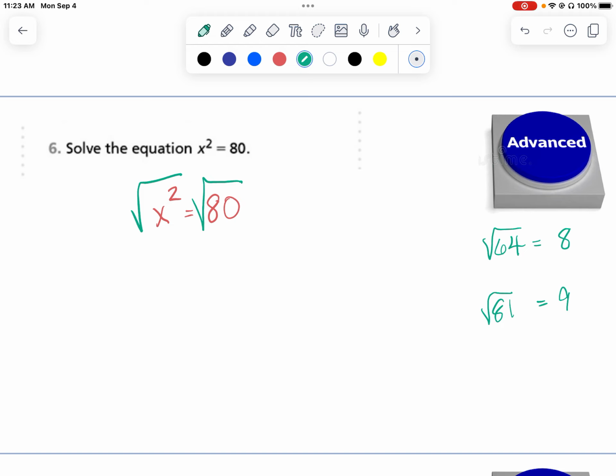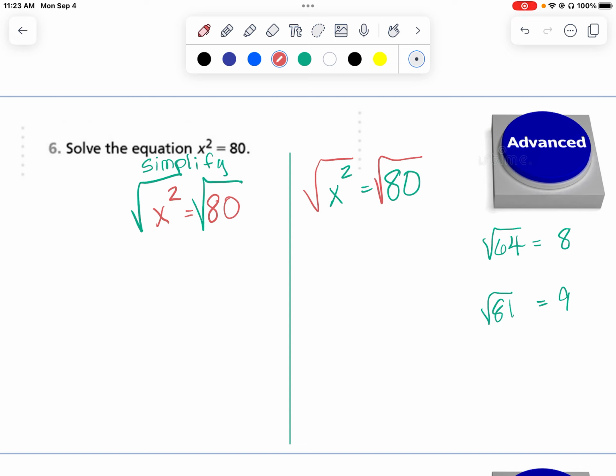Well, there's 2 ways. We're going to simplify the radical in the first way, and we're going to estimate the radical in the second way. So we're going to figure out if there are parts of 80 that can be square rooted, have perfect square factor pairs.